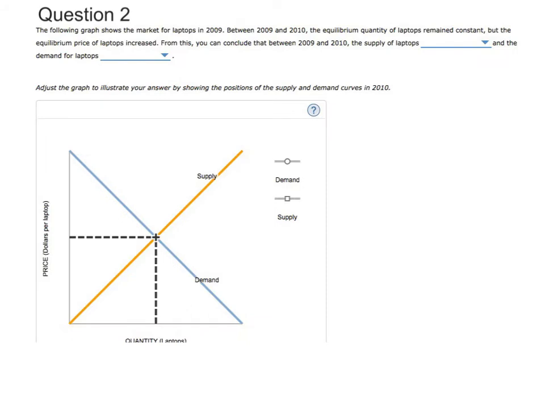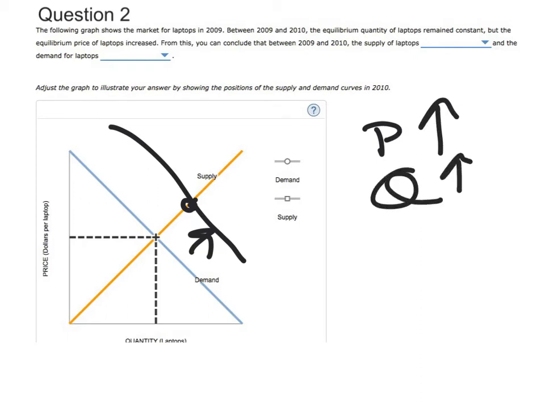Second question. The following graph shows the market for laptops in 2009. Between 2009 and 2010, the equilibrium quantity of laptops remained constant, but the equilibrium price of laptops increased. So what must have happened? Let's try to think about what might have happened there. If we do an increase in demand, a shift out in demand, like that, we get a new equilibrium. Price is higher, quantity is higher. Okay, that's not exactly what happened, right? The equilibrium quantity of laptops remained constant, but the equilibrium price of laptops increased.